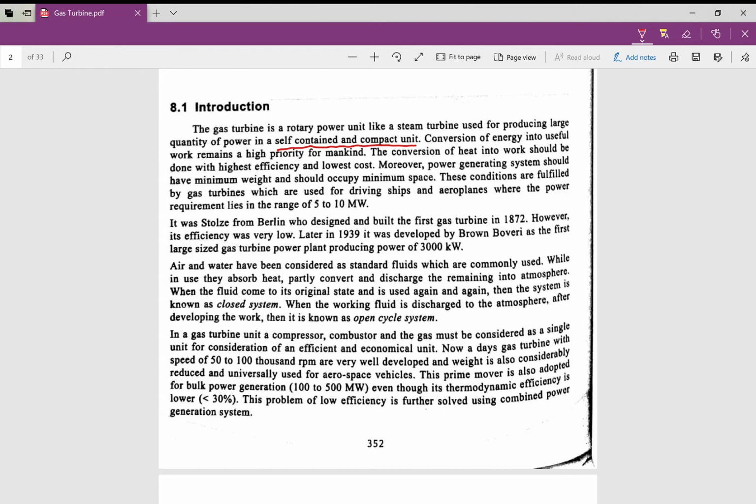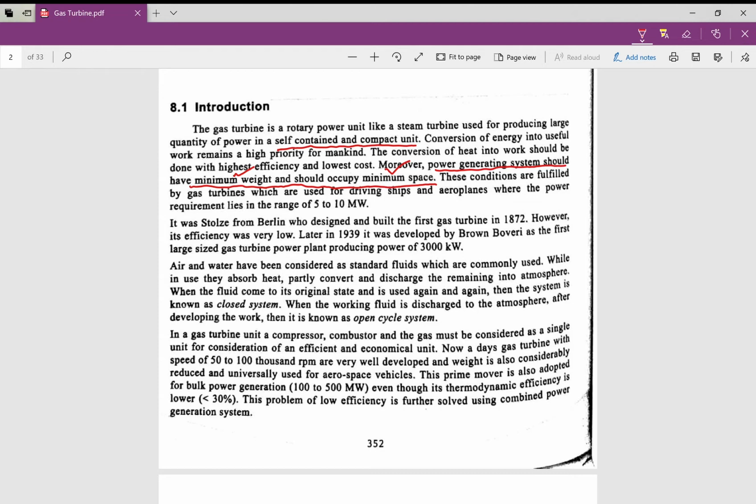This rotary device has a power generating system that should have minimum weight and should occupy minimum space. There is another thing that is called power by weight ratio. If a device produces more power having less weight, that is preferable, and that is fulfilled over here.